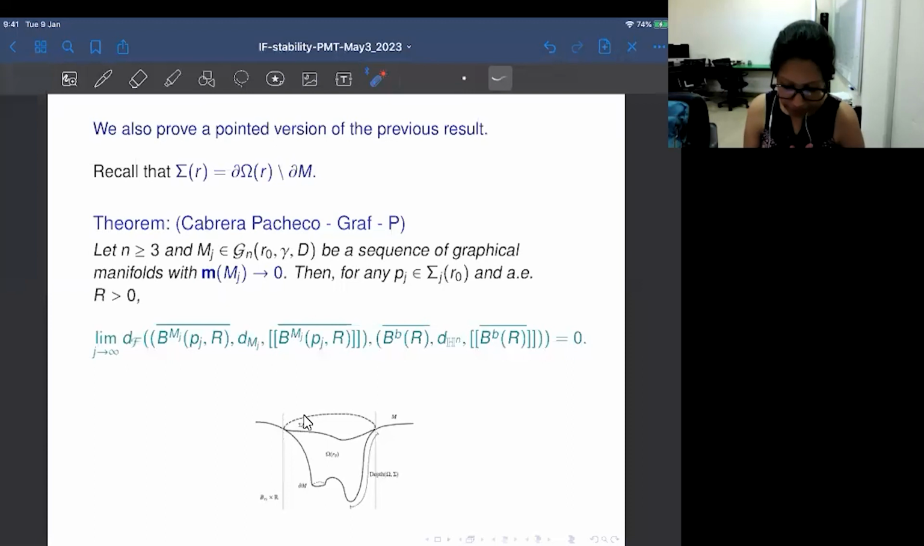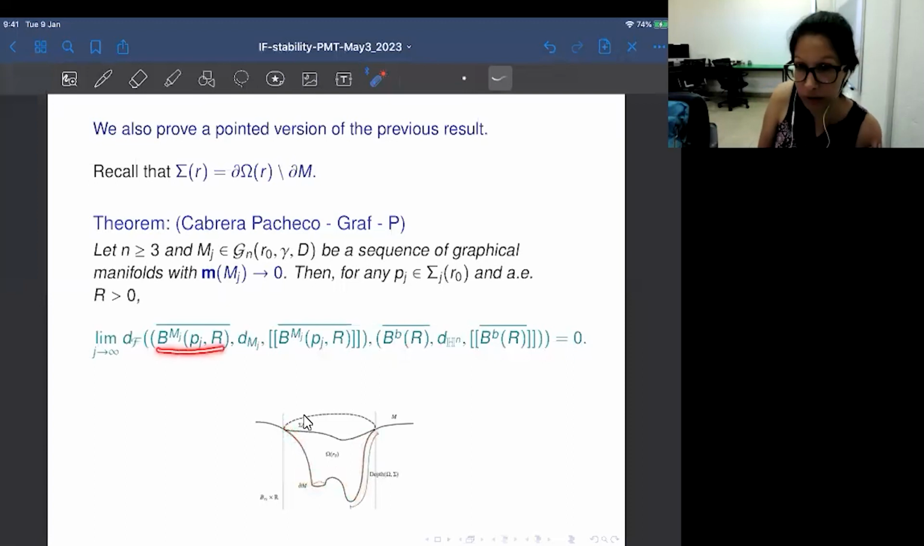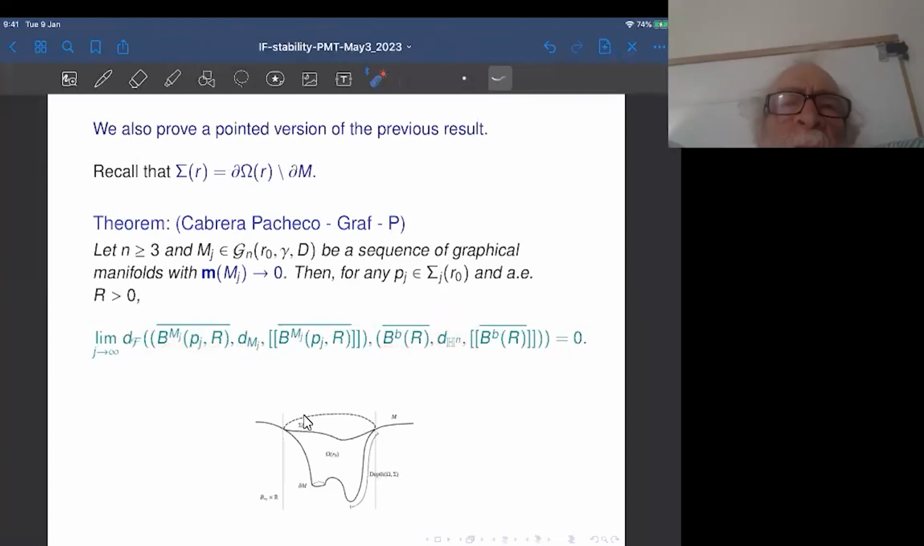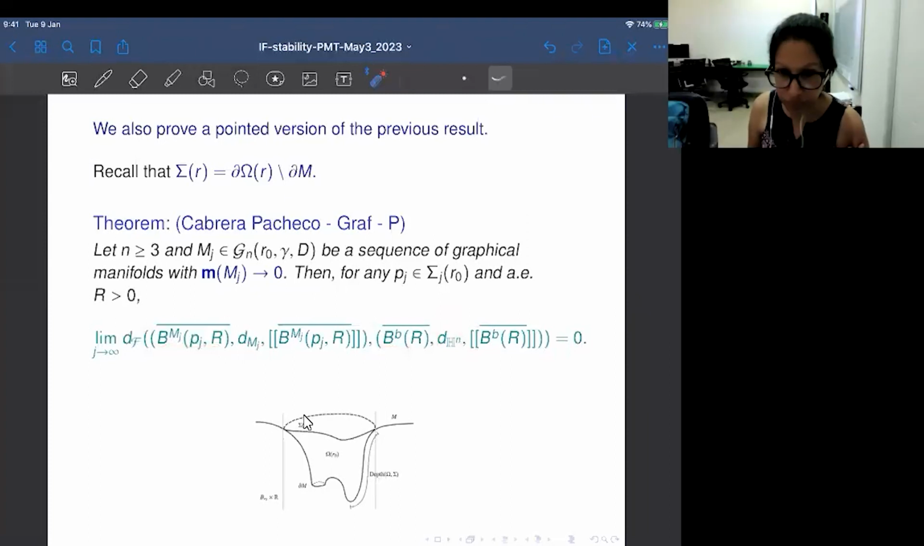And then, once we prove that these regions converge to a ball in the hyperbolic space, we can also prove a pointed version. So we can prove that actually the balls in our manifolds, in our graphical manifolds, with the distance of the manifold, converge in intrinsic flat sense to the ball in the hyperbolic space with the distance of the hyperbolic space. Right. Yeah, in high dimension, we don't have. Okay, now I see. Yeah. Thank you. And this is actually what we are going to do.